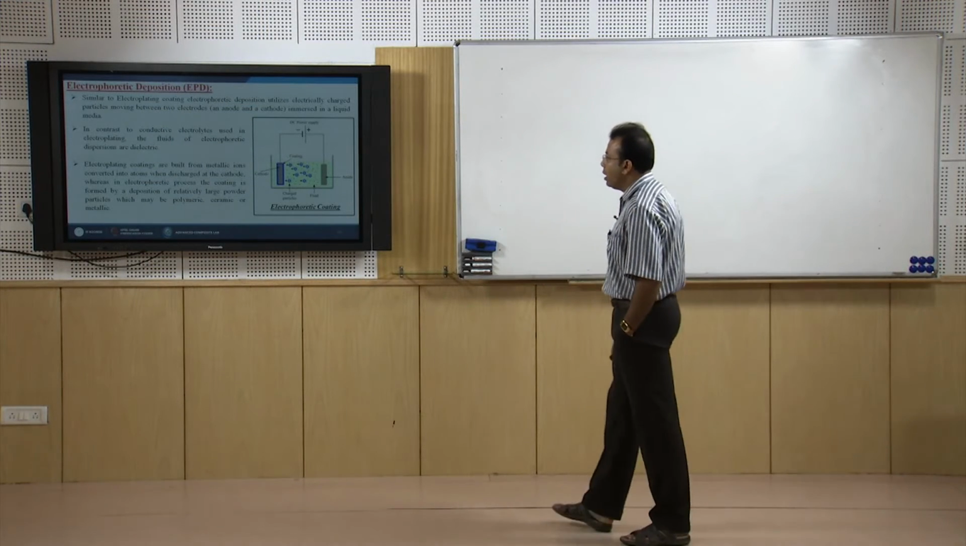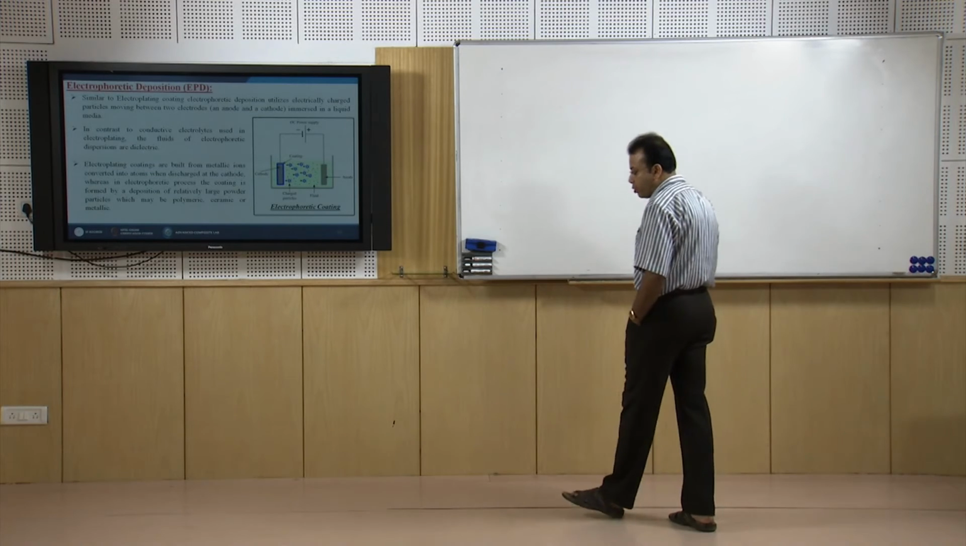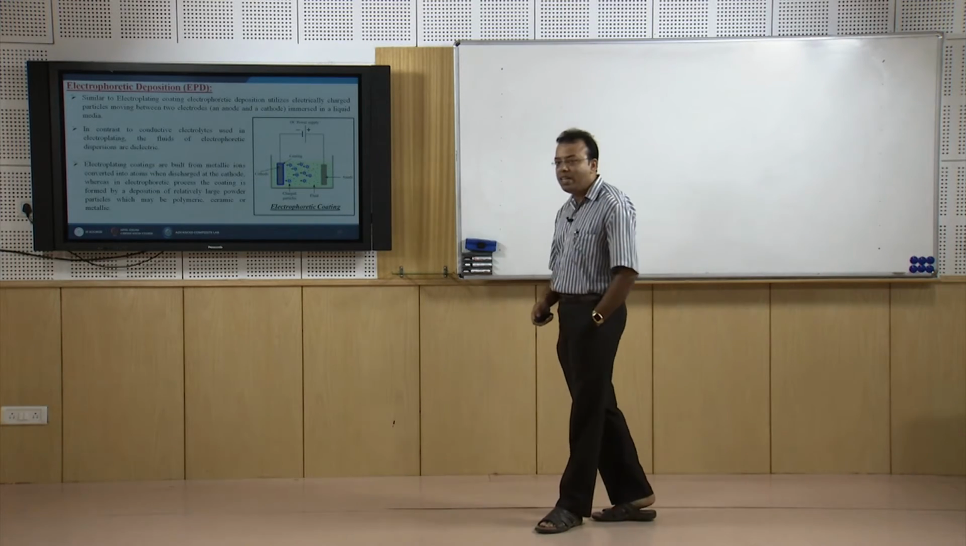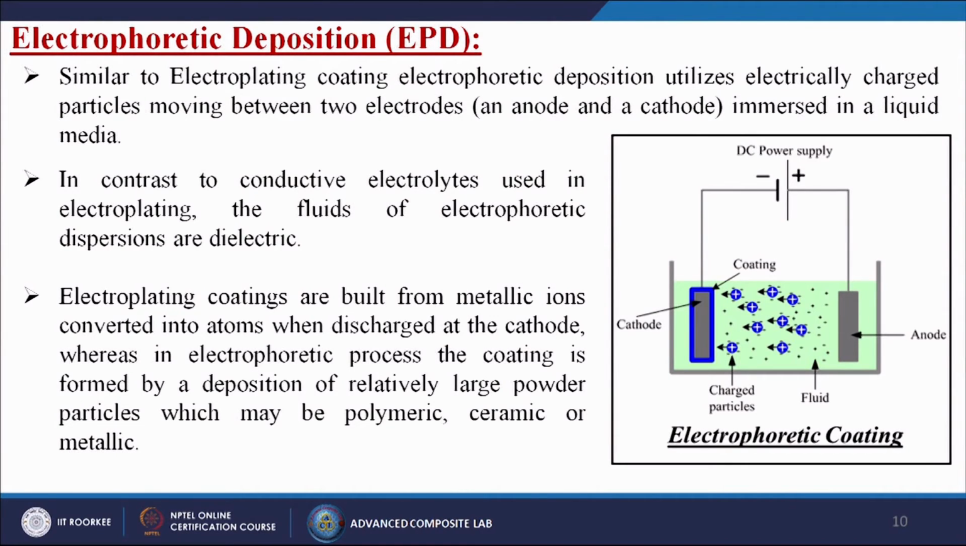Next we are going to discuss electrophoretic deposition, in short form called the EPD process. What does the process tell us? Similar to electroplating coating, electrophoretic deposition utilizes electrically charged particles moving between two electrodes, an anode and cathode, immersed in a liquid medium.